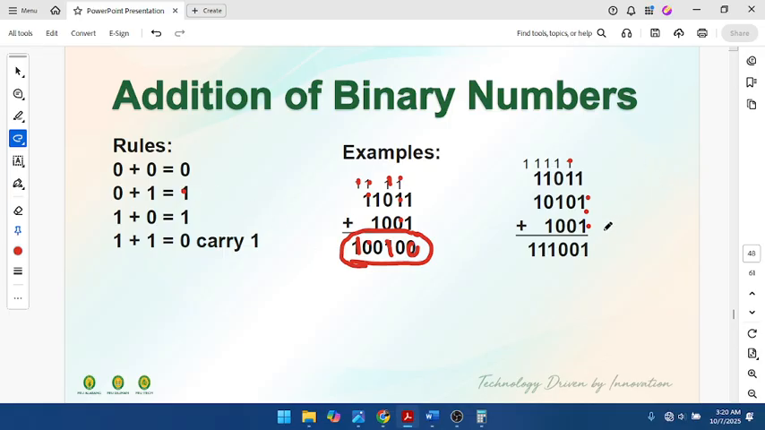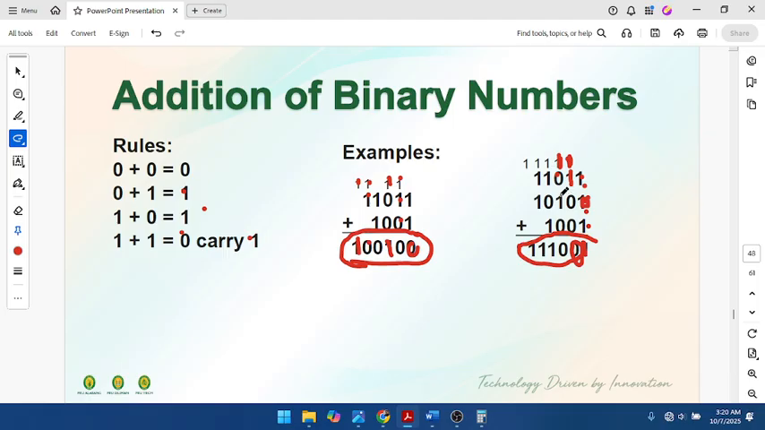So, okay, so this is the rule pa rin, no? So that we can get 1 1 0. So follow pa rin tayo. Okay, for example, this 1 1 plus 1, 0 carry 1. So mayroon tayong 1 dito. So 0 tayo dito, no? 0 plus 1 is equal to 1. Okay? So 1 plus 1, so 0 carry 1. And 0 plus 0, 0, 0 plus 0, 0. Then 1 plus 0, we have 1.